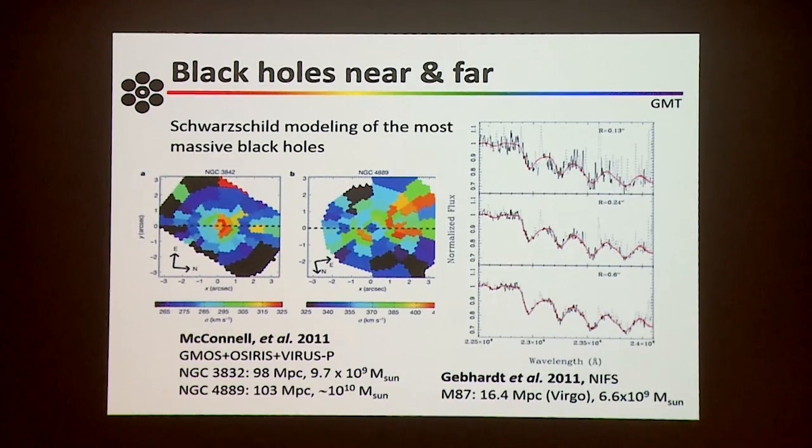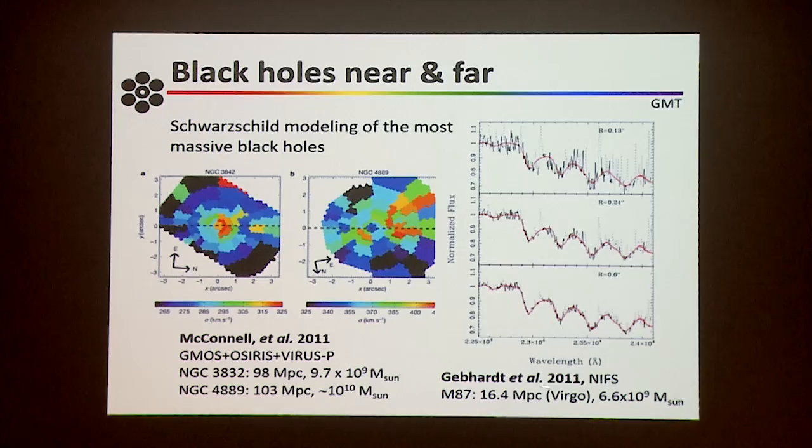Okay, another area that presents a lot of challenges for GMTIFS is looking at black holes. We want to get in to see black holes in as many galaxies as possible and do Schwarzschild modelling of what's going on in there, in and around the black hole. So here are some observations with GMOS, OSIRIS and VIRUS-P, looking at a couple of black holes around 10 to the 10 times the mass of the Sun.